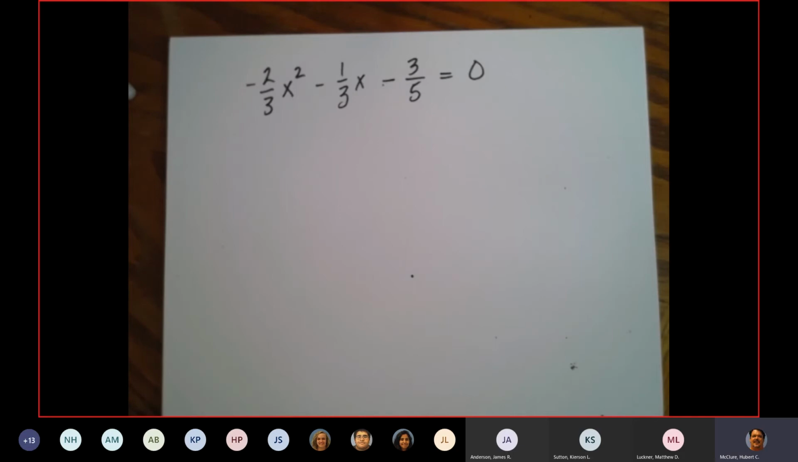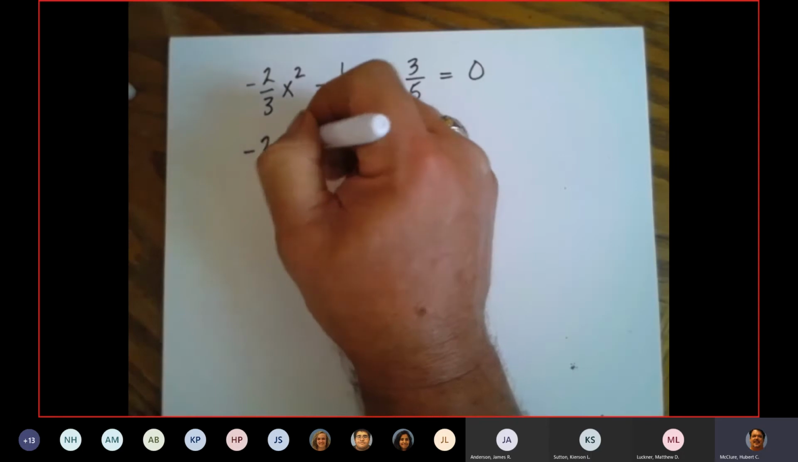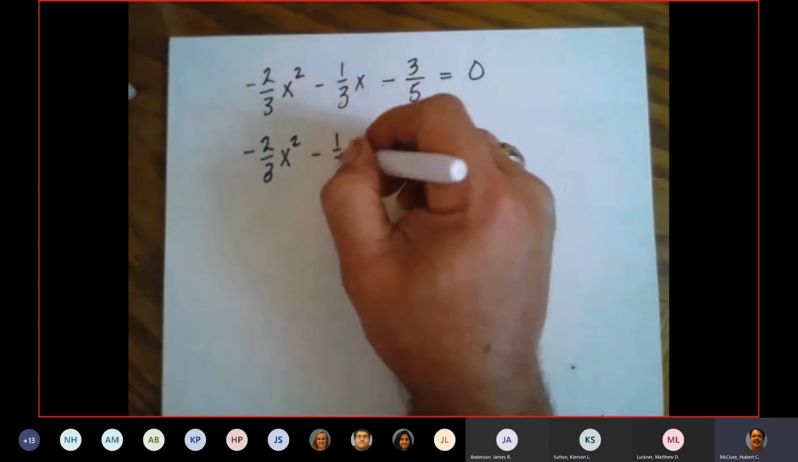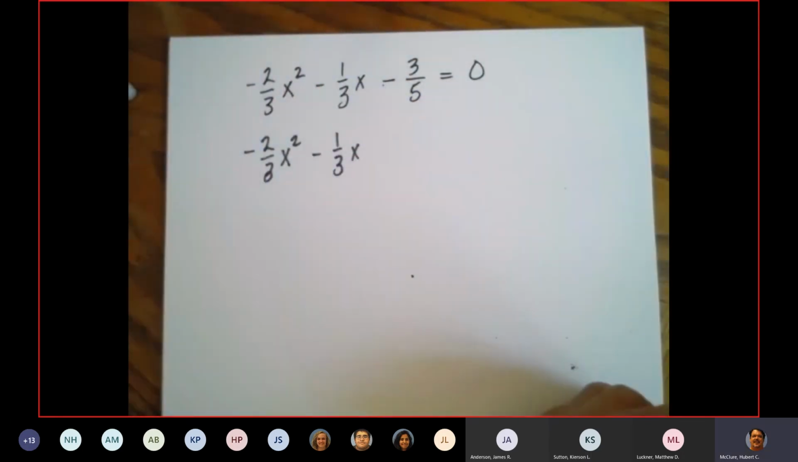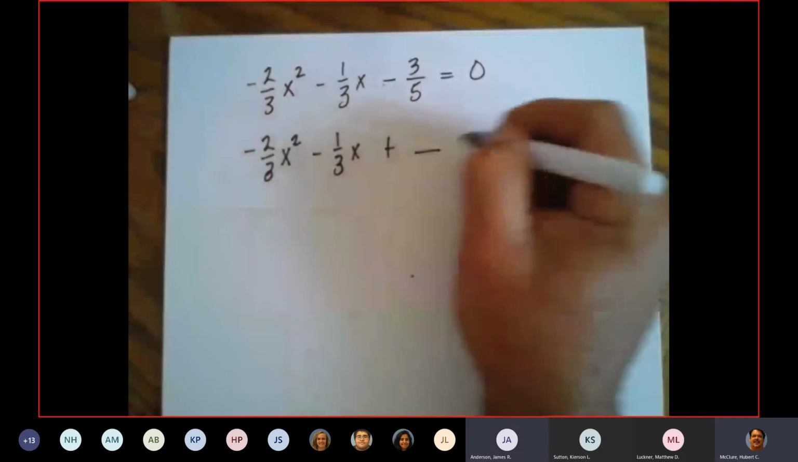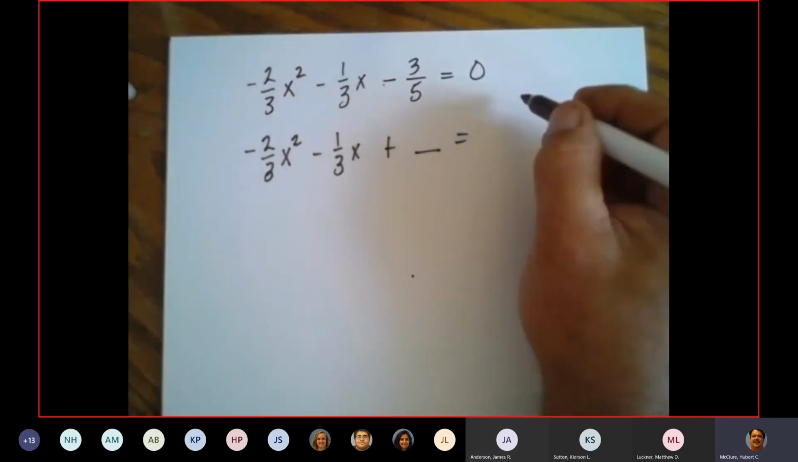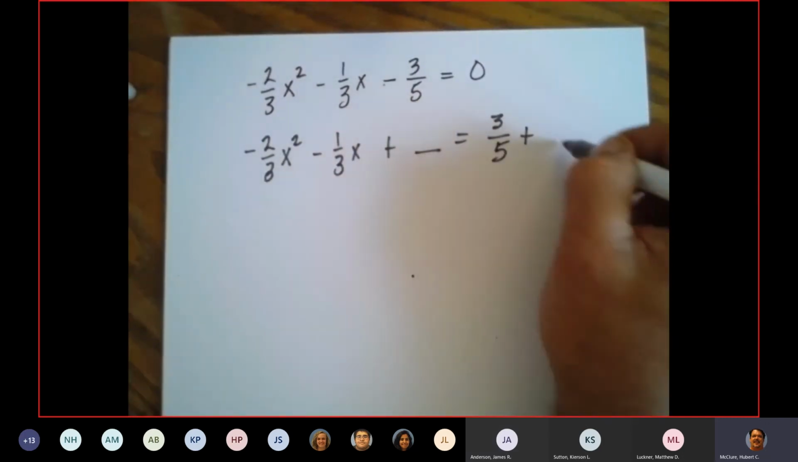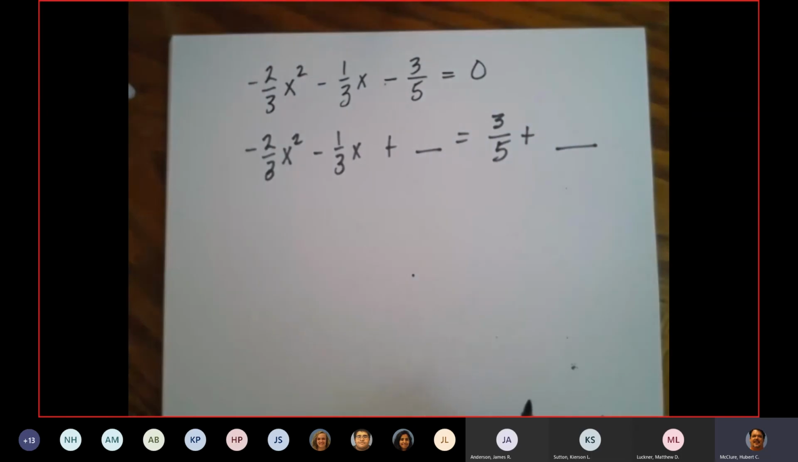I'm going to go ahead and move C for you. Negative 2/3 x squared minus 1/3 x plus blank is equal to 3/5 plus blank. I'll do that much for you. I'll help you out by doing that much.